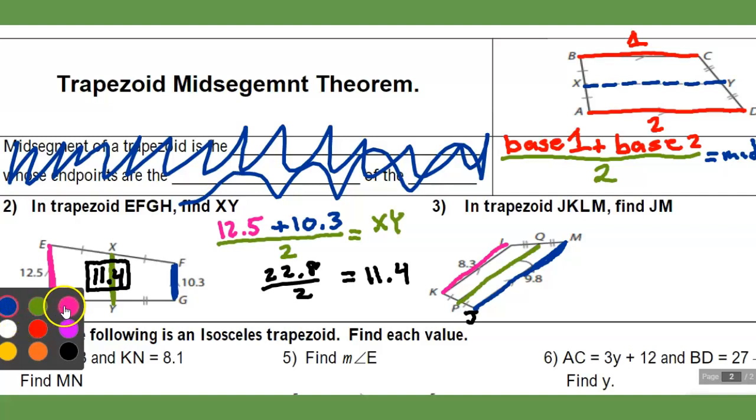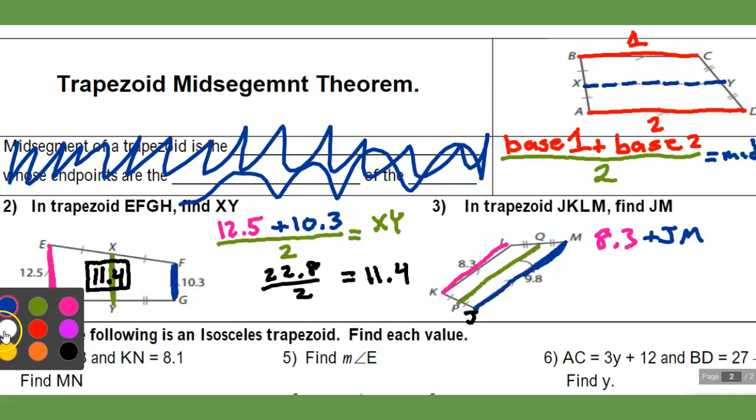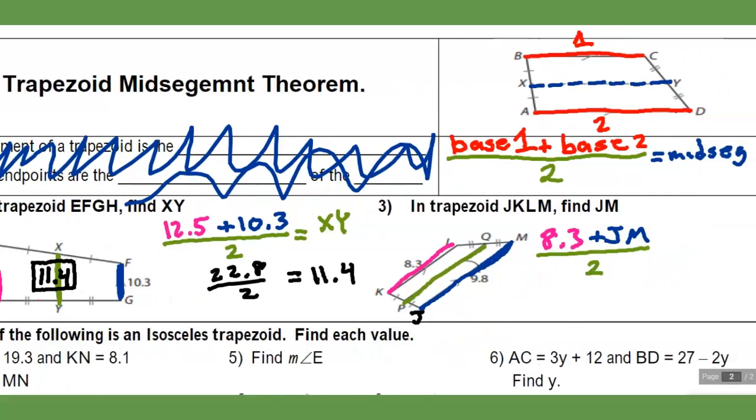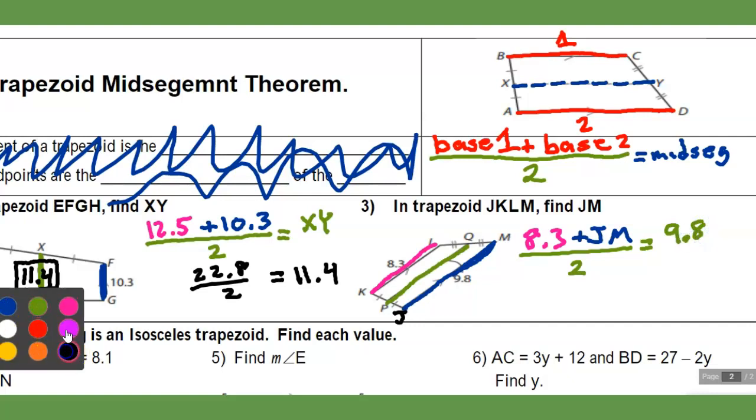I'll have my length here, 8.3, plus the other base, which is what I don't know. I'm trying to find out, JM. Right. All divided by 2 equals the mid segment. Now, before we didn't know, we just called it XY. This problem, we do know what it is. It's 9.8. Right. There you have it. So there's the equation we need to solve.